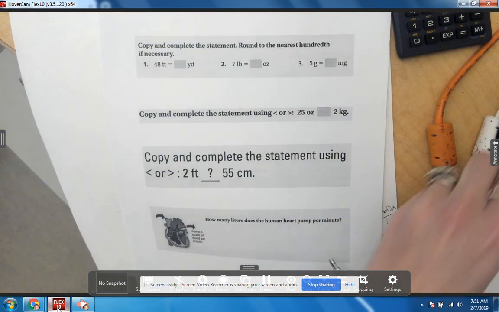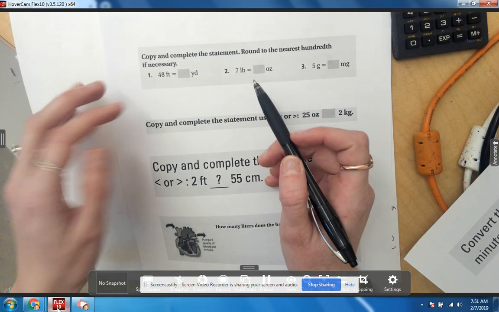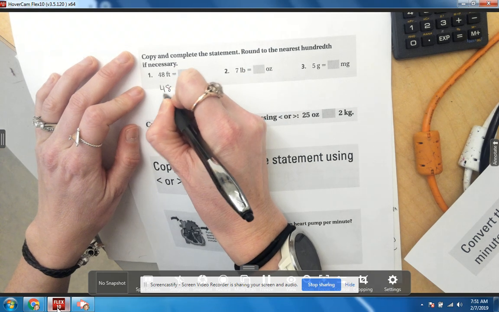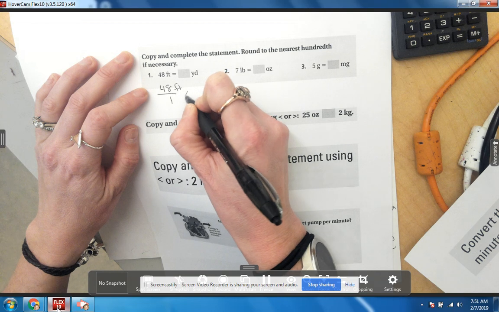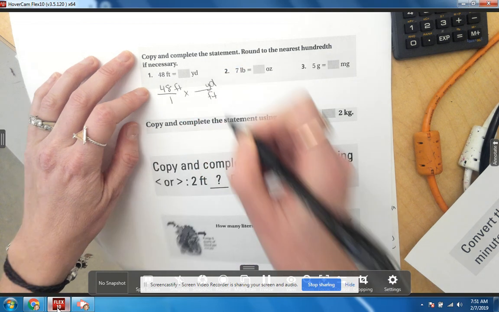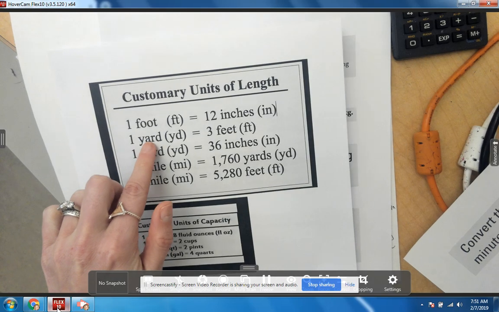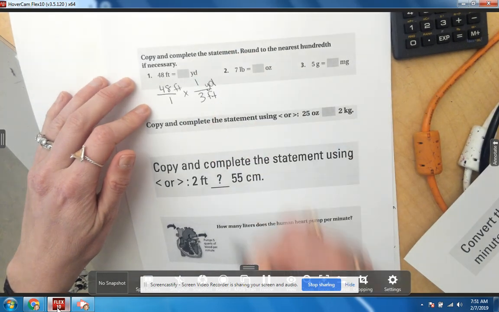Okay, let's take a look at this one. Now they're saying which one is, or actually the same thing. We're converting from 48 feet to yards. So I'll do the first one for you, and then you're going to try the second one. So 48 feet over 1. You want to get rid of feet, so that goes on the bottom. Yards goes on the top. Then you have to look at your chart for yards to feet. Okay, so right on this chart here, 1 yard equals 3 feet. So put 1 next to yard, 3 next to feet.